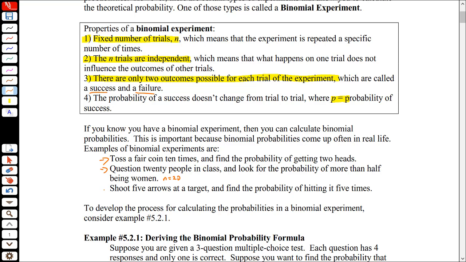And the last example here, we shoot an arrow, one at a time, 5 arrows at a target, so the fixed number of trials, n, is 5. We have 2 possible outcomes, we either hit or we miss. The trials are independent. It's maybe a little bit of an assumption, right? We're not really getting any better or worse as time goes on. And then the probability of success, hitting the target, is the same for each shot.